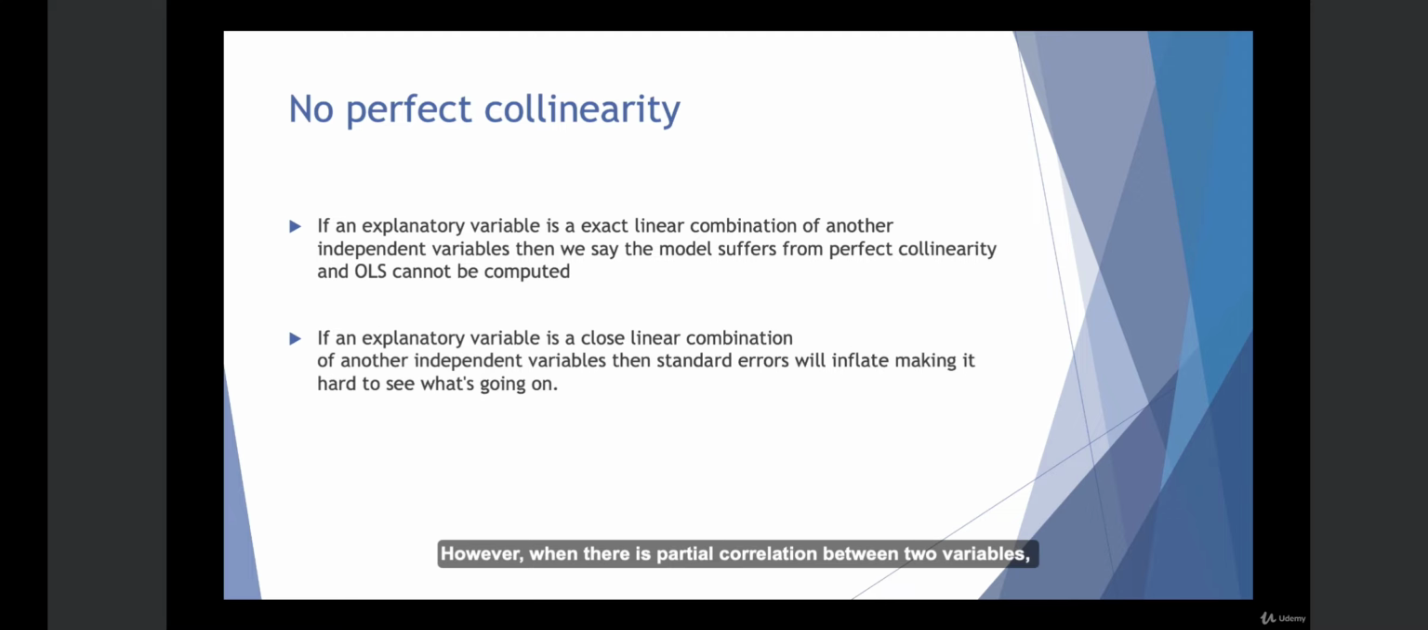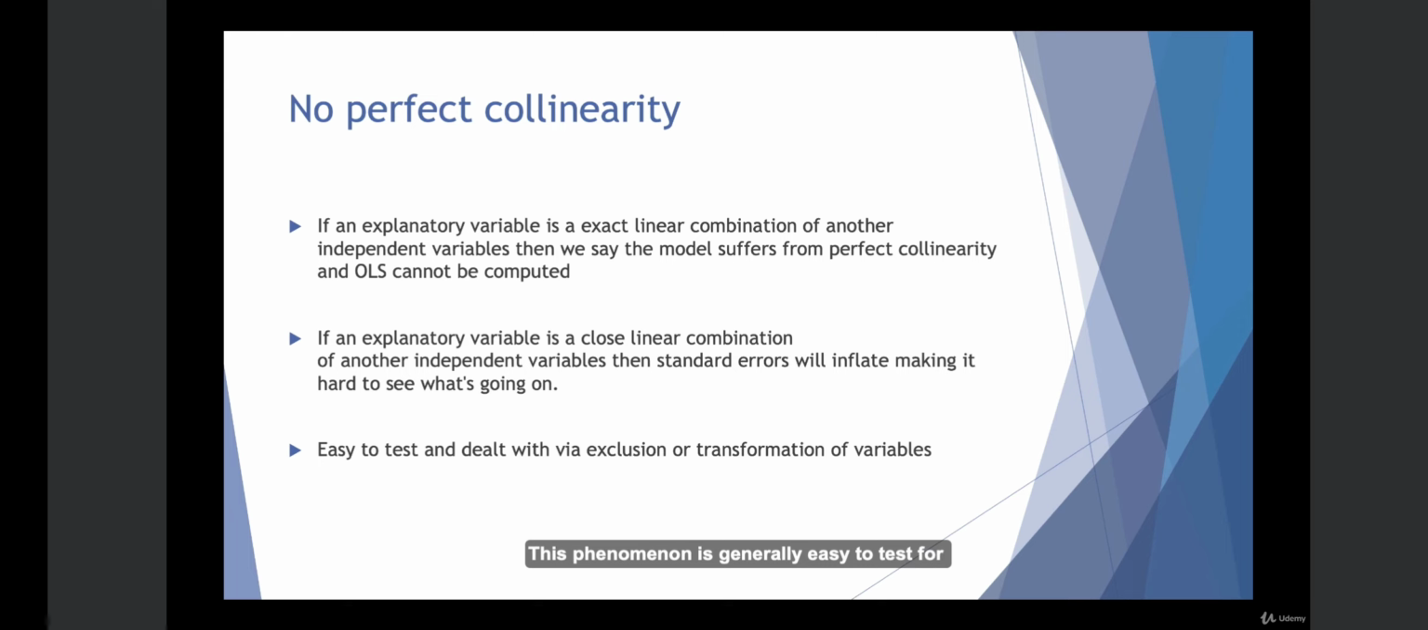However, when there is partial correlation between two variables, in other words, they measure the same thing to some extent, then we term this multicollinearity, and this can have some effect on our estimates. Specifically, it will increase the noise and therefore the standard errors of our estimates. This phenomenon is generally easy to test for and also easy to deal with by either excluding variables or transforming them. Let's look at an example.